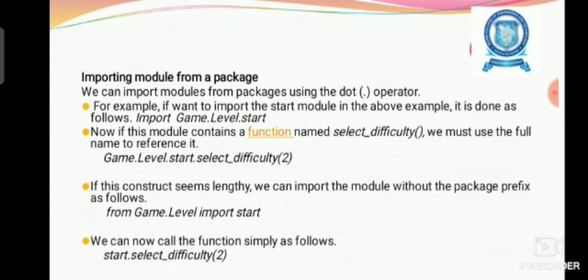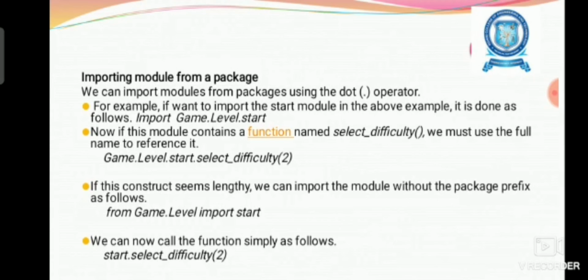Now we want to access one particular method from the start module, for example the select difficulty method. Assume the select difficulty method is available inside the start module. When we want to access this particular method, we have to use the import statement like this: import game.level.start.select difficulty. Game is the main package under which level is present. Level is the sub package in which the module start is present. Under the module we have the method select difficulty.